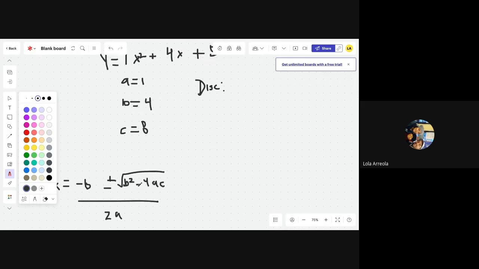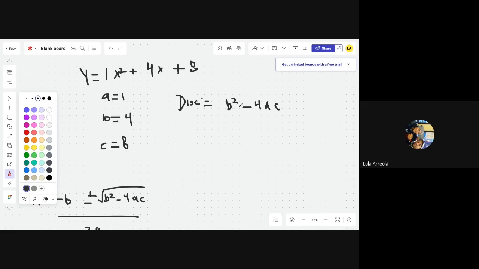So I'm just going to write that down. What is the discriminant equal to? Oh, the discriminant is equal to whatever's inside the root. So b squared minus 4ac. That's it. Okay.